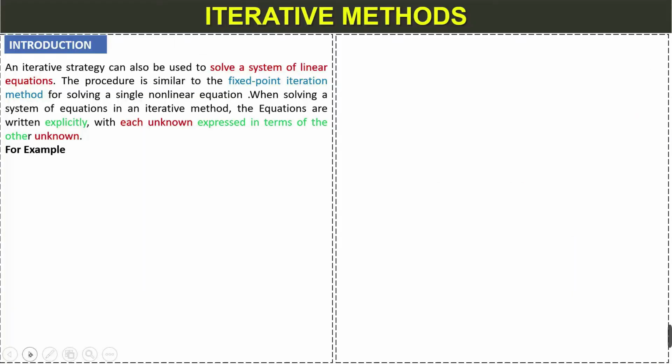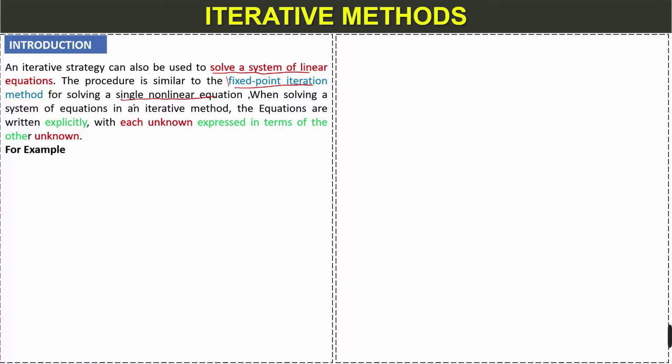Introduction. An iterative strategy can be used to solve a system of linear equations. The procedure is similar to the point iteration method for solving a single nonlinear equation. We have already covered one method for that, and I will provide the link in the video description. Here we are discussing the iterative method to solve a linear system.